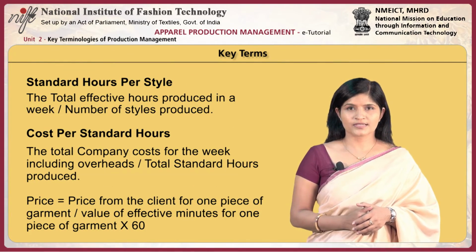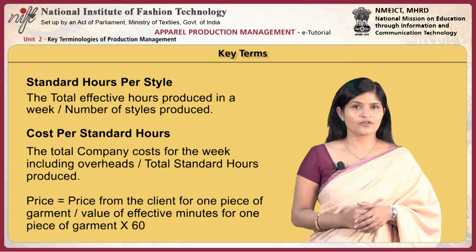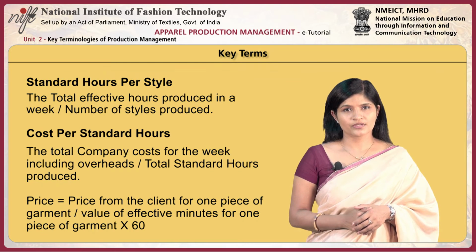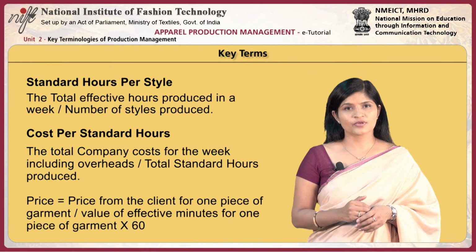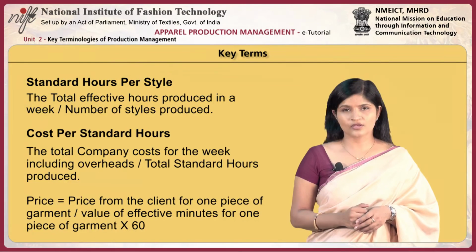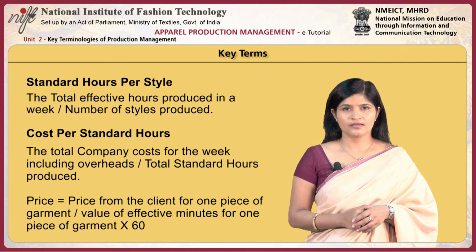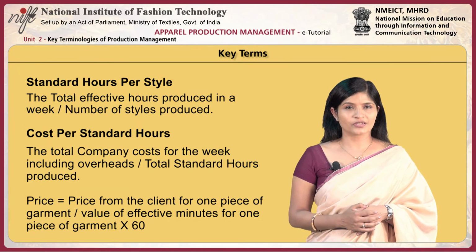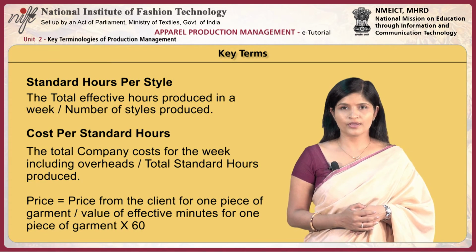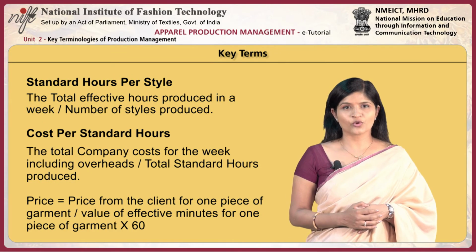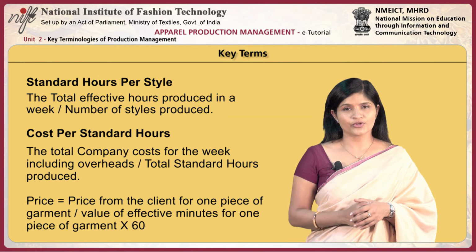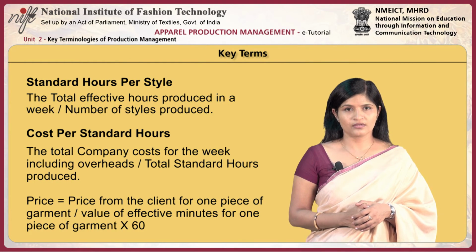Standard hours per style is equal to the effective hours produced in the week divided by number of styles produced. The number of standard hours per style for a garment indicates the complexity of the style. Cost per standard hour is equal to total company cost for a week, including overheads, divided by total standard hours produced. This figure includes all the factory cost to determine the actual cost of producing one standard hour of work.